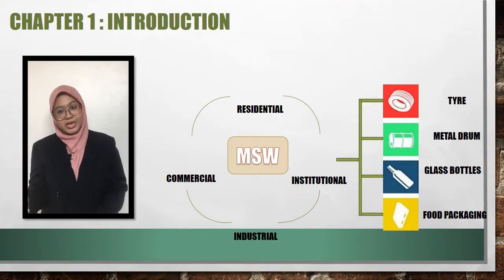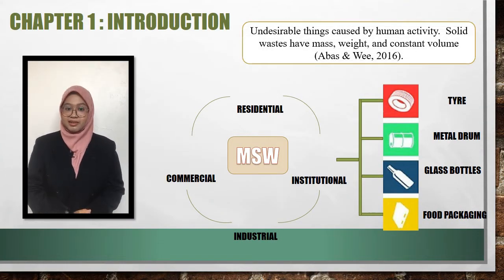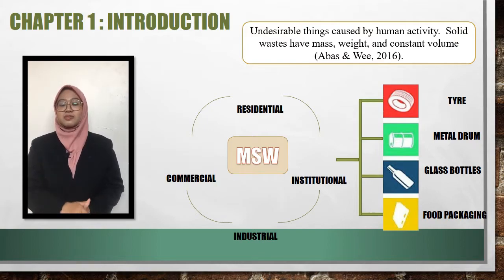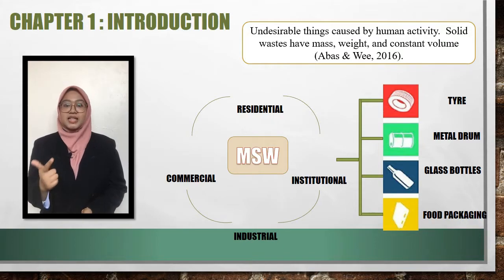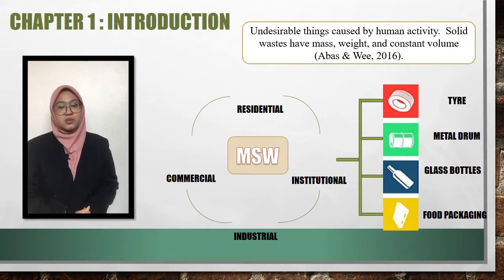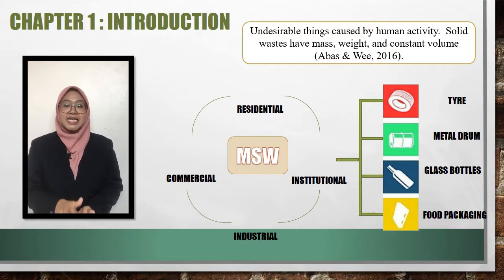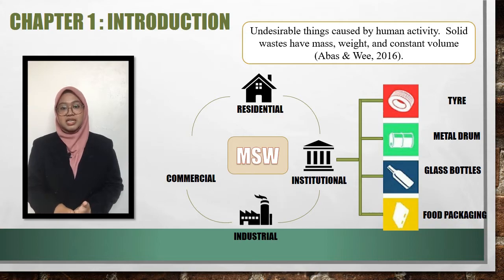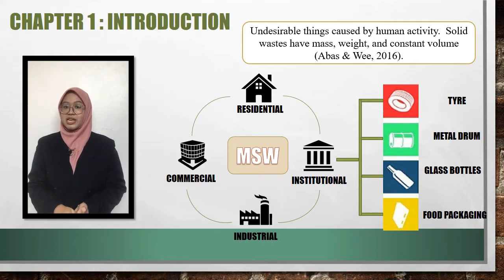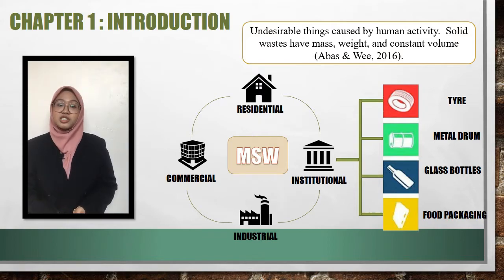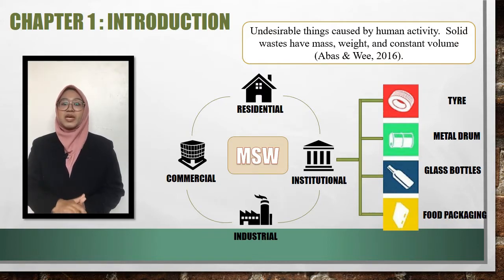So, what is solid waste? Solid waste can be characterized as unreusable things caused by human activity. Solid waste has a mass, weight, and constant volume. Municipal solid waste, which is MSW, can be classified into different sources. These include waste from residential areas, institutional locations, industrials, and commercial centers. MSW consists of everyday items such as tires, metal drums, glass bottles, and food packaging.